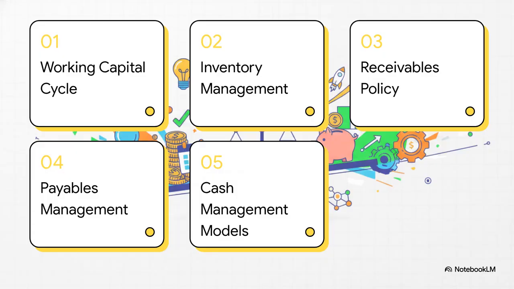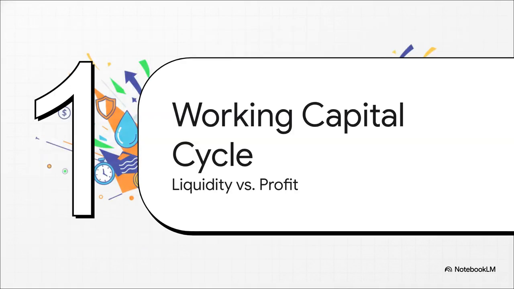Okay, so here's our playbook for today. We're going to break this whole business machine down into its core parts. First, we'll look at the working capital cycle as a whole. Then, we'll unpack the specific gears driving the whole thing: inventory management strategies, receivables and credit policy, optimizing payables management, and finally, cash management models. All right, let's jump straight into Section 1, the working capital cycle.